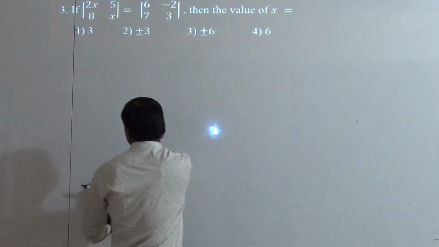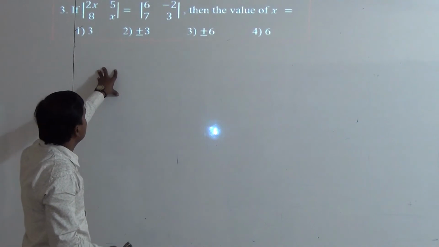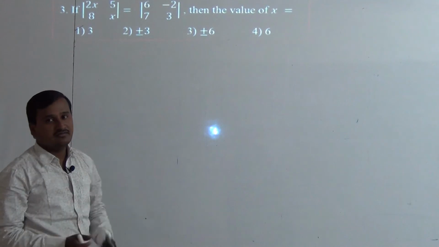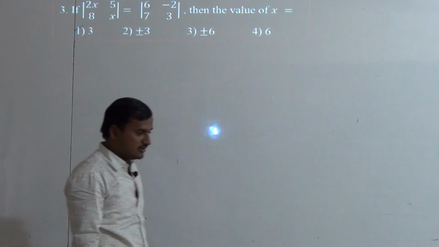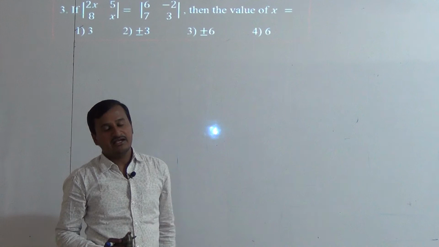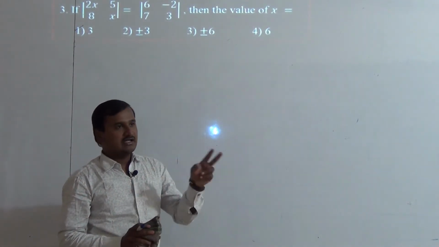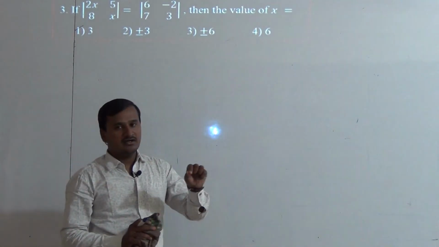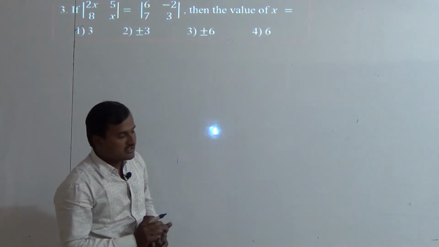Okay, this question: if the determinant of 2x, 5, 8x, x is equal to the determinant of 6, -2, 7, 3, then find the value of x, right? So clearly it is an equality of determinants. So you already know equality of two matrices and equality of determinants. When two matrices are said to be equal, their order must be the same, and we have to equate the corresponding elements. But in determinants, if two determinants are equal, then the values of the determinants are equal.